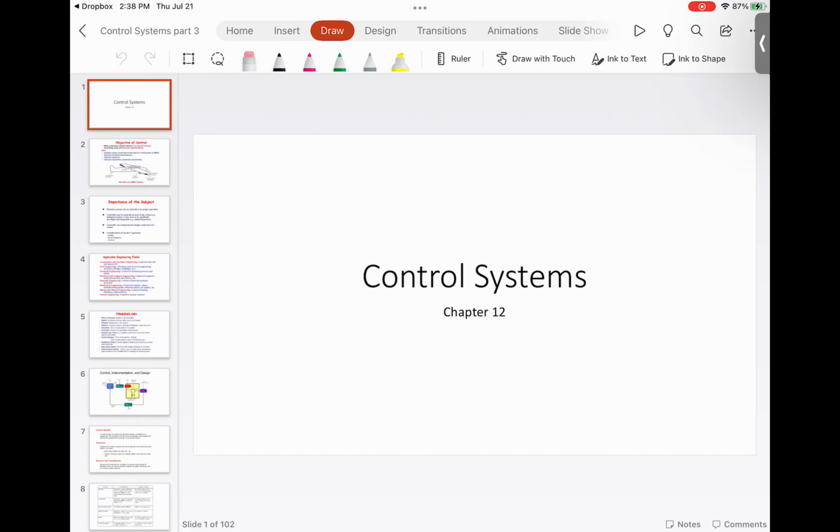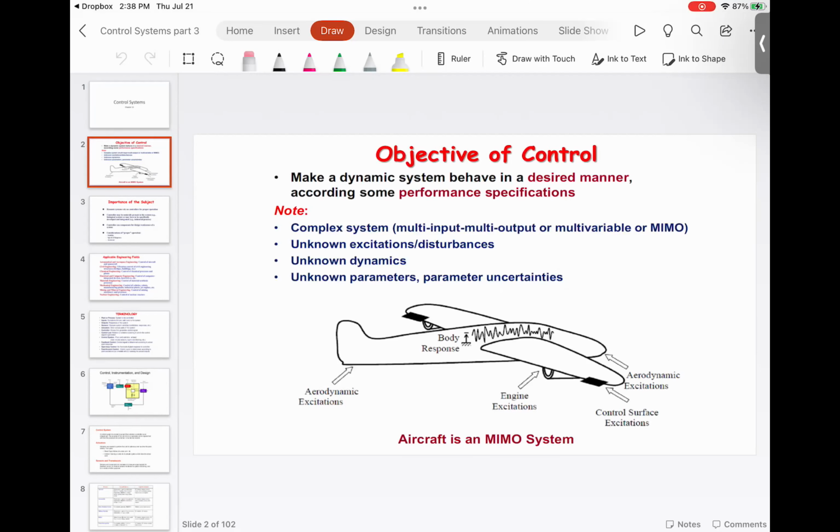So you have modeled the system. Now you want that system to behave in a certain fashion. That is where the performance comes in. And then how do you ensure that the system behaves the way we want? And that is where the control systems come in the picture. So basically, what is the objective of control?